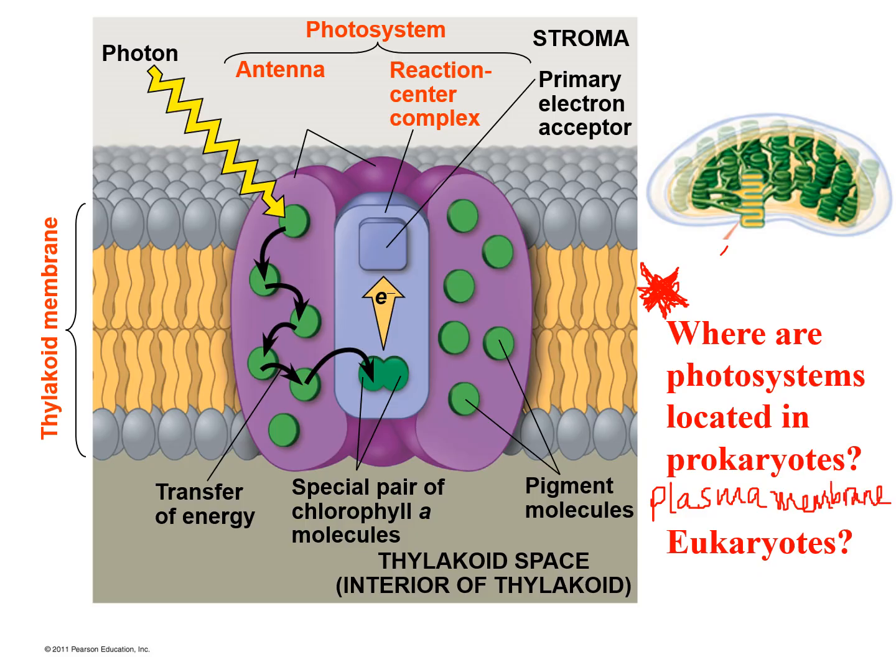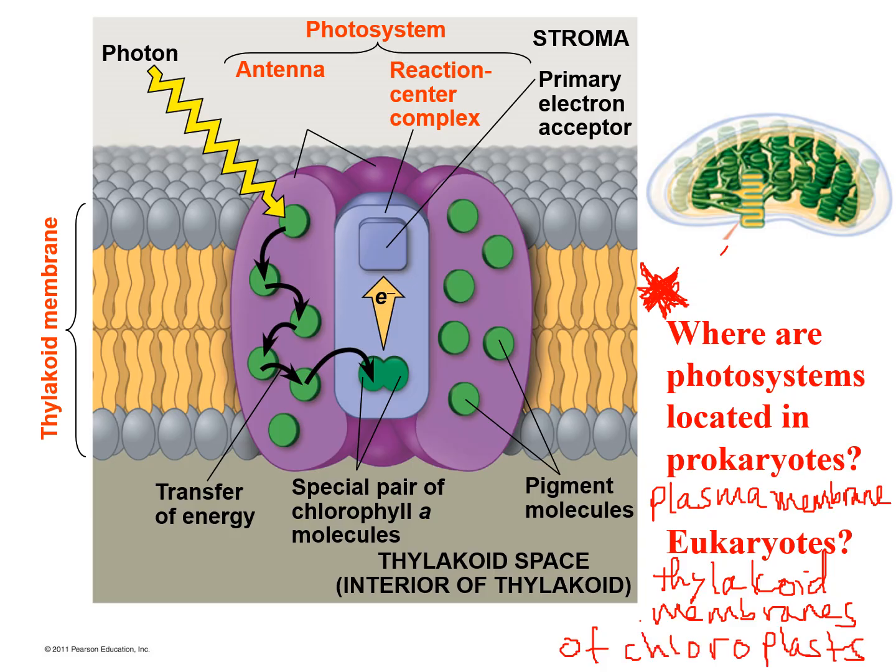Okay, but in eukaryotes, they do have their chloroplasts. So where they're going to put their photosystems would be in these little green discs, these thylakoids. Okay, so in the thylakoid membrane of the chloroplasts, that's where they're going to put their photosystems. Okay, so I definitely would know that for the exam.